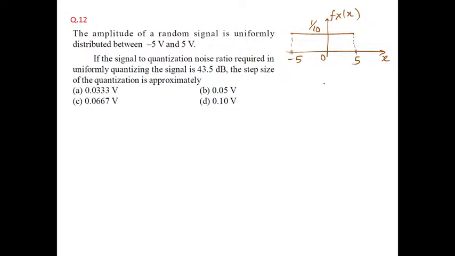And for the quantization noise, the signal to quantization noise ratio is required for a uniform quantizer. So this is the case of a uniform quantizer. So the PDF for the quantization noise will lie between minus delta by 2 to delta by 2, and its height will be 1 upon delta.